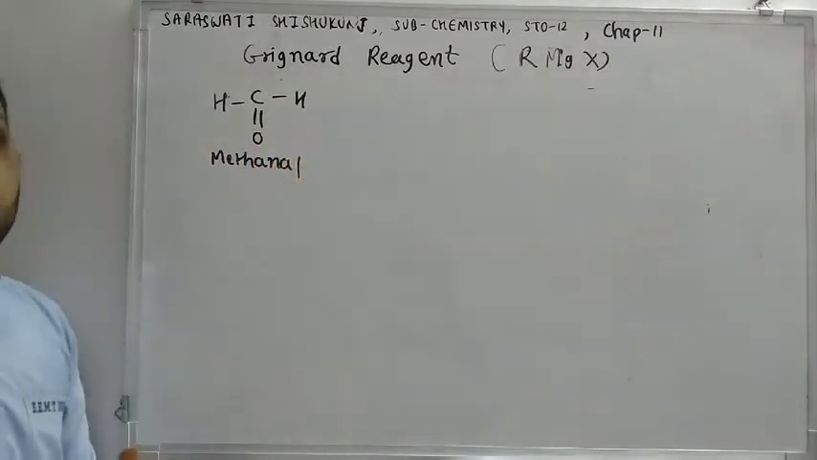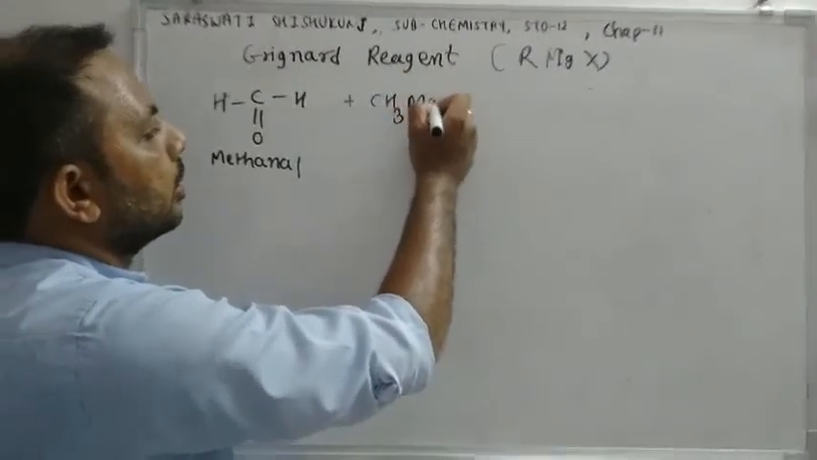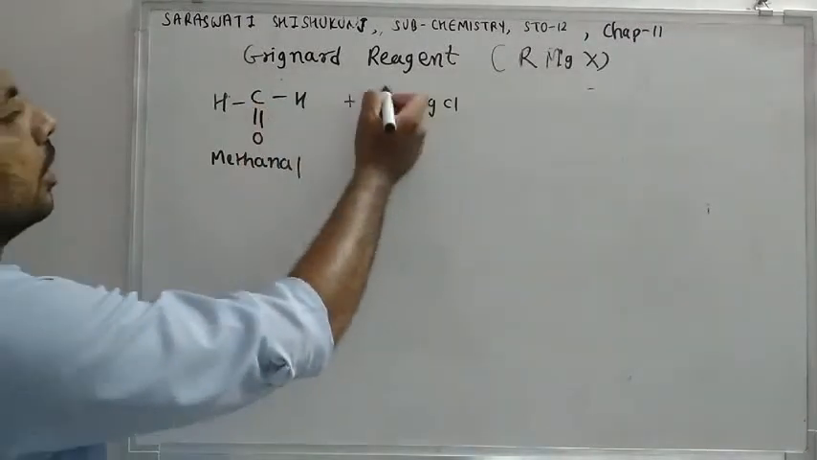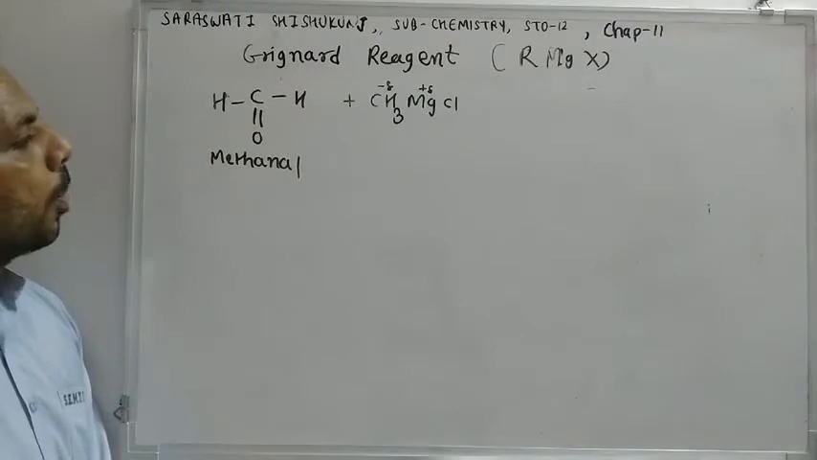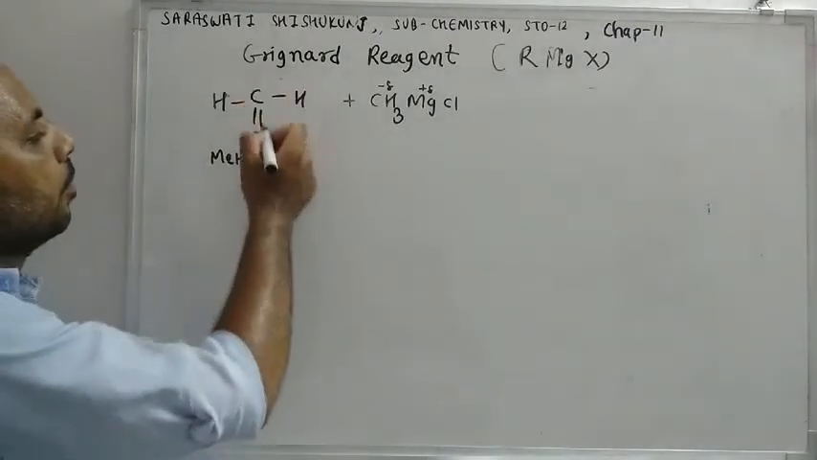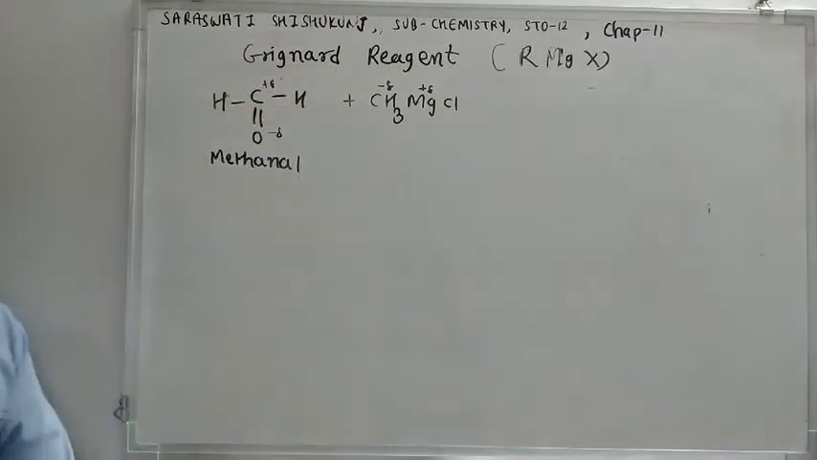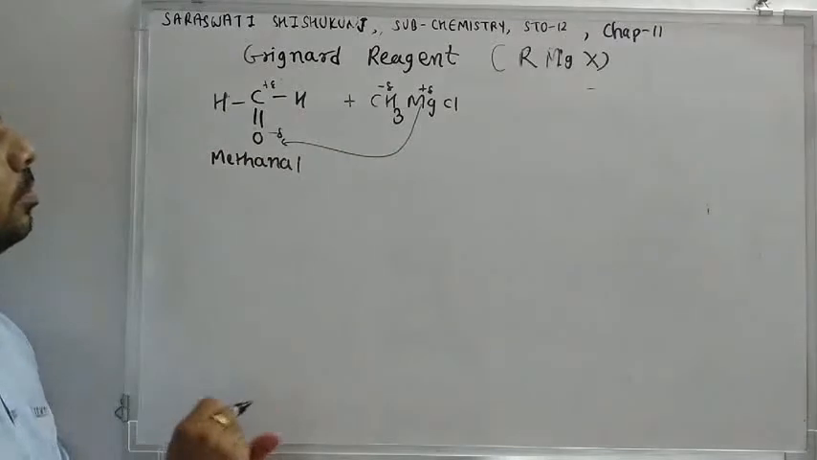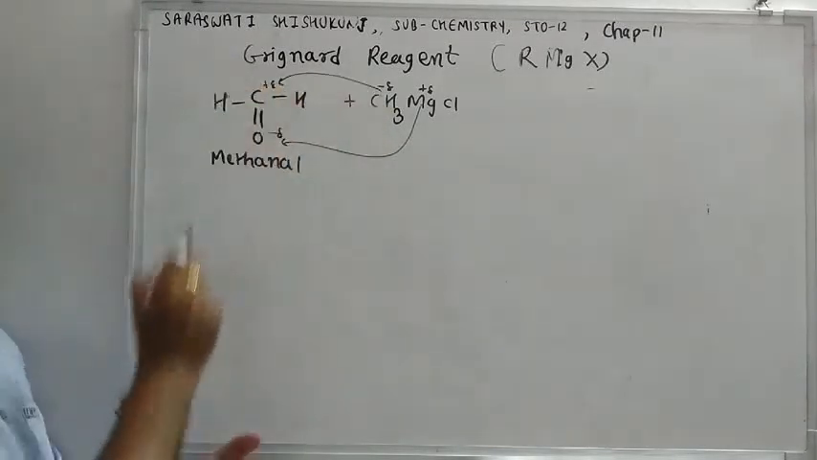Methanol reacts with Grignard reagent, let's say methyl magnesium chloride. This is Grignard reagent. As we know, it has a minus charge on the methyl group and a plus charge on Mg. In the carbonyl, carbon has a plus charge and oxygen has a minus charge. So Mg will attract O minus, and the methyl group will attract the carbon plus charge.